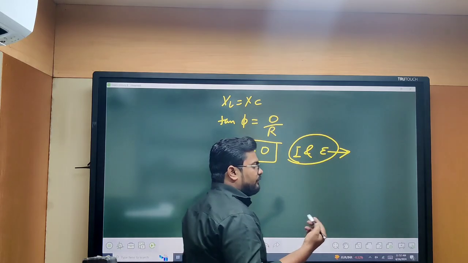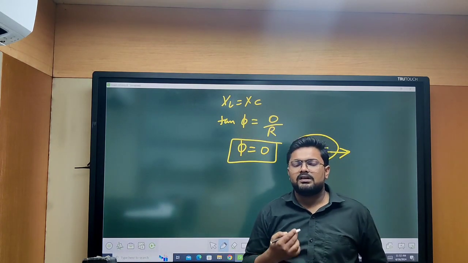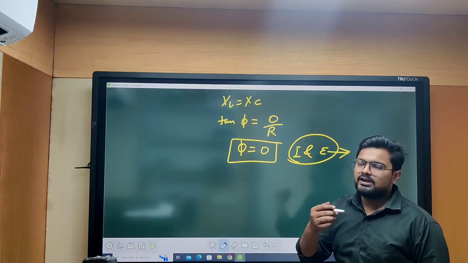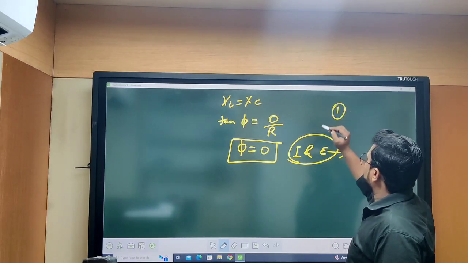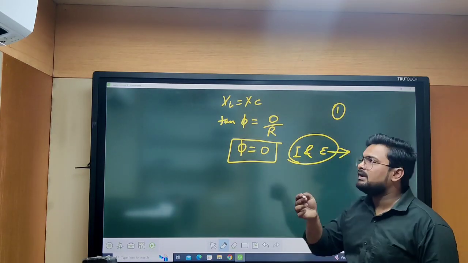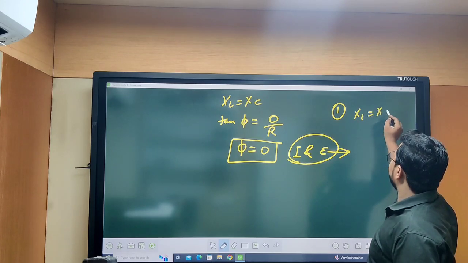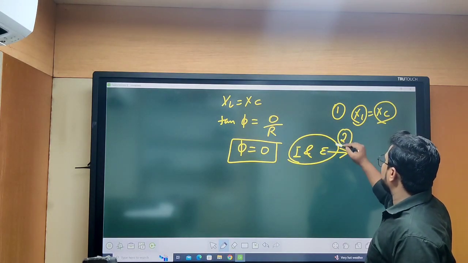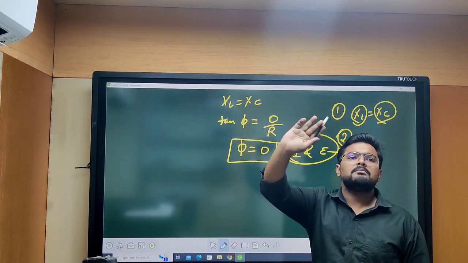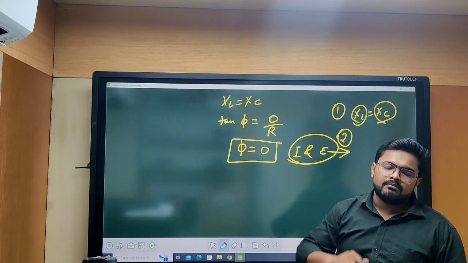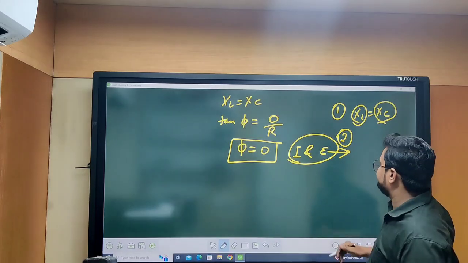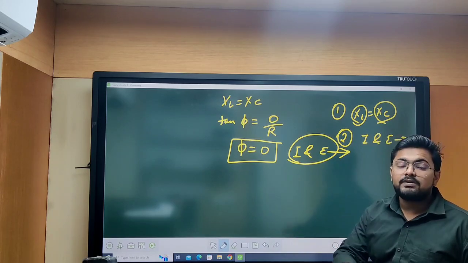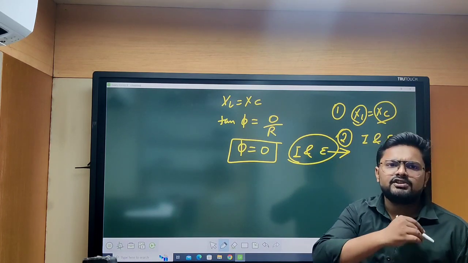One more thing, we can discuss the properties of a resonant circuit. In an LCR circuit at resonance, XL will equal XC, meaning inductive reactance will equal capacitive reactance. Second, the current will be maximum, impedance will be minimum, power will be maximum. I and E will be in the same phase. The circuit will be treated as a resistive circuit, and there are so many properties.